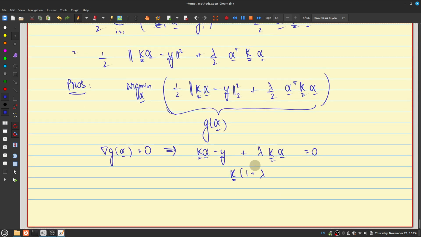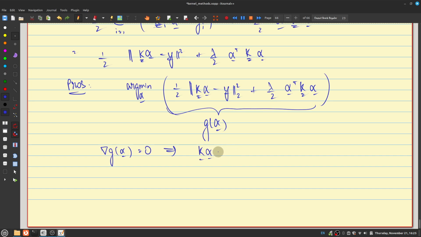Where? The derivative of norm square. What should it be? It should be K transpose. Well, let's just expand it out. That's easier.